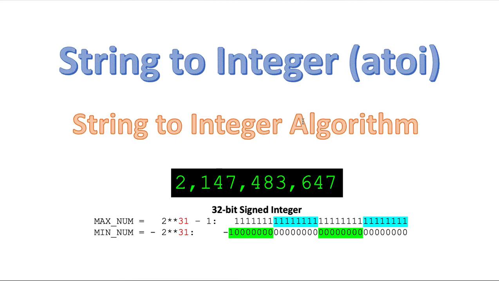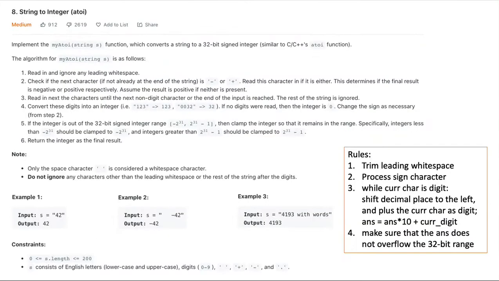I'll be developing an algorithm toward this goal. Here are two numbers of interest, the maximum number and the minimum number for the 32-bit signed integer. Specifically, this question asks you to build an algorithm by following these rules.